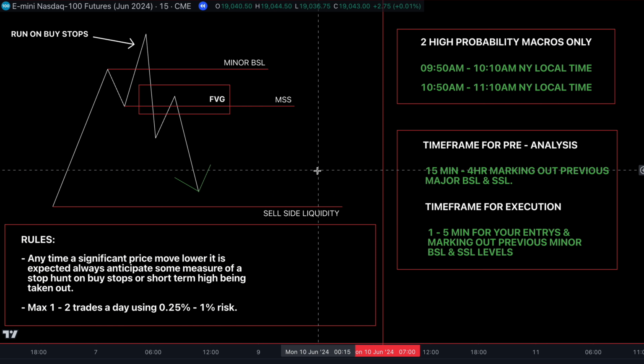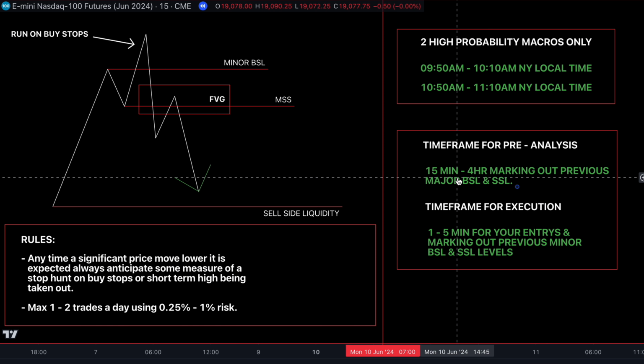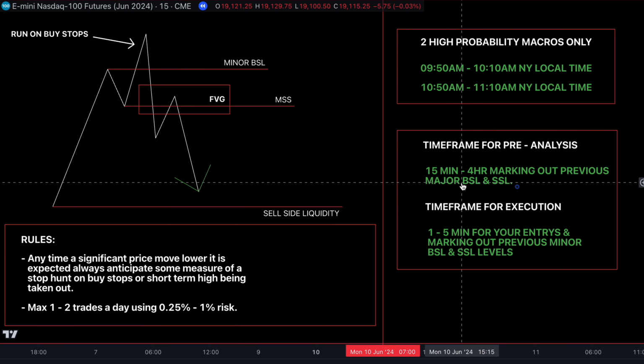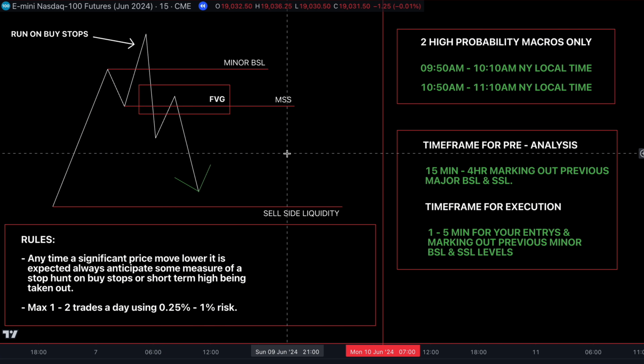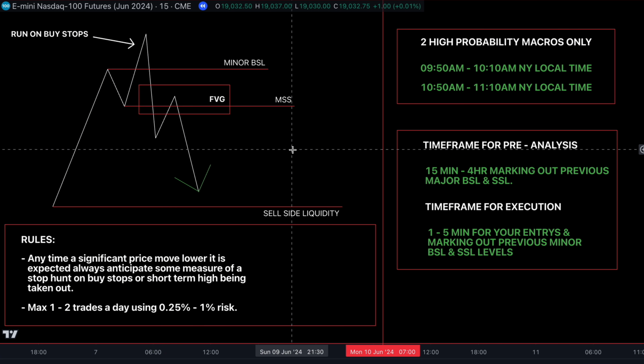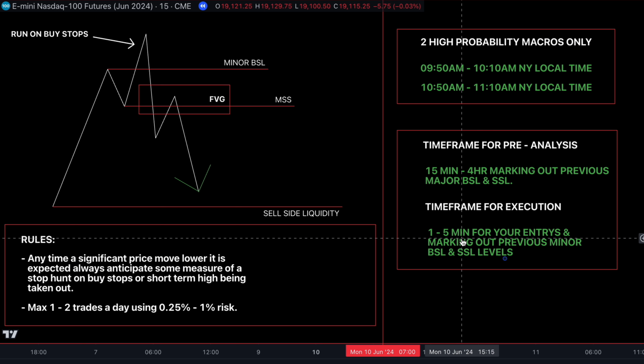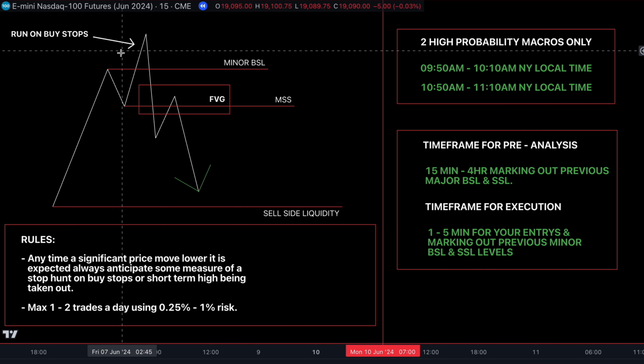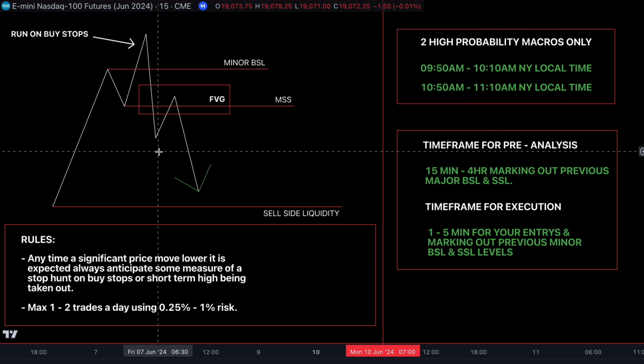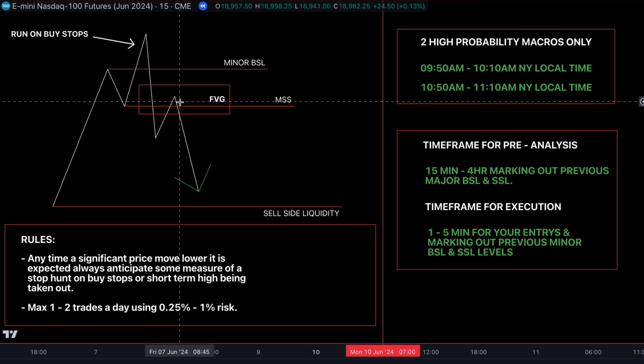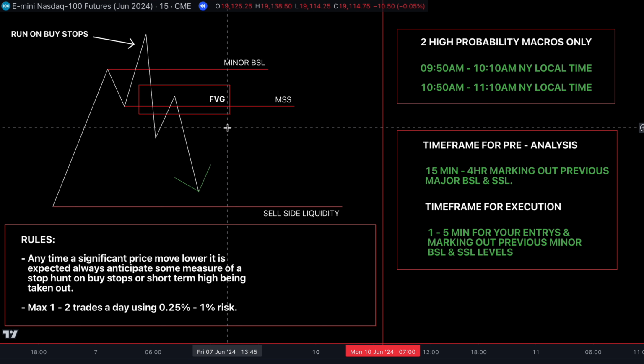What I mean by opposing liquidity: a valid final TP would be at a major buy side or sell side liquidity, and you can run your first, second and final TP at these minor buy side and sell side liquidity, whether you're going long or short. So price comes up above this previous swing high, it's then displaced lower, a run into a fair value gap, and all of this must happen inside of the macro.